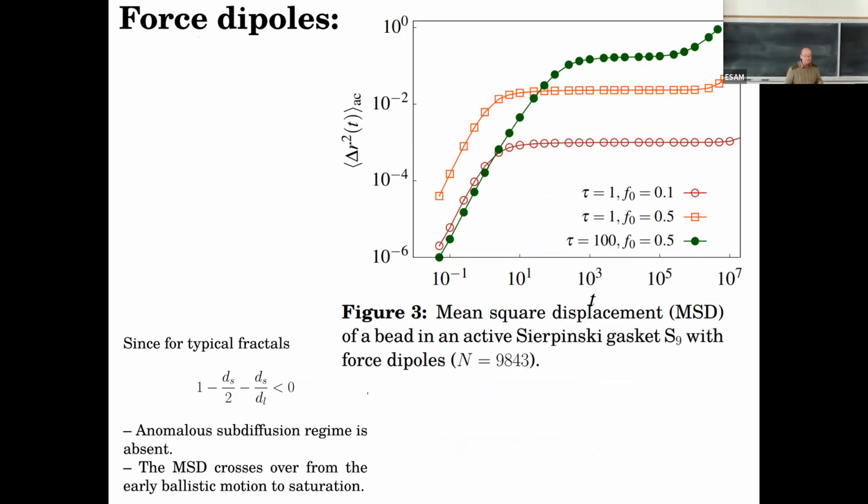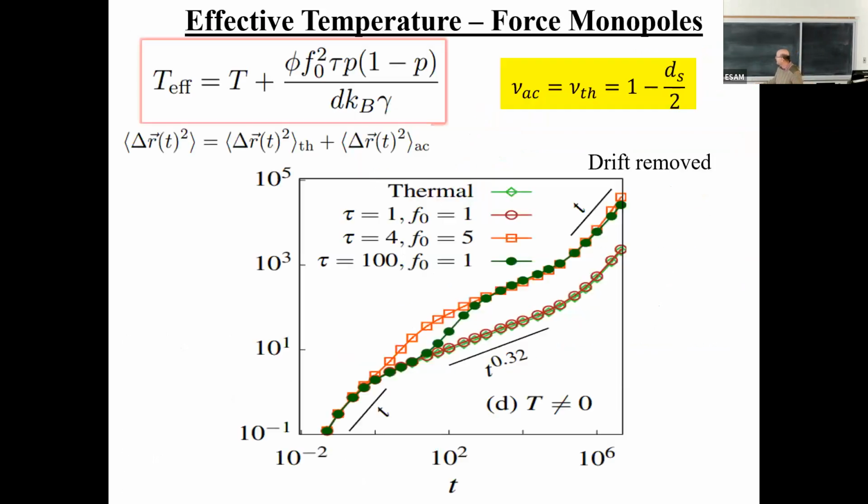People didn't say that before. Actually, people only talked about force dipoles, as everybody knows, coupled to the extracellular matrix, to the cytoskeleton. So I think the new thing here is to say, at least on fractals, force dipoles will not give you this kind of subdiffusion. But of course, there is an effect, but it doesn't.